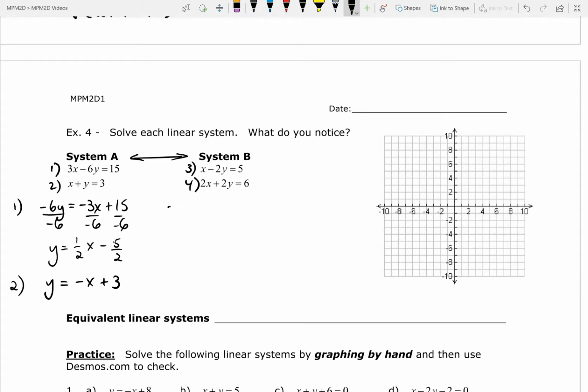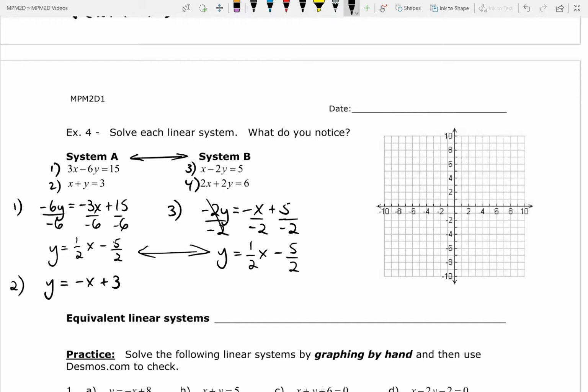Let's look at equation number 3 now. Let's isolate for y here. So negative 2y on the left. If you subtract x on both sides, you get minus x, and you have your plus 5. Okay. And let's divide the entire equation by negative 2. Like so. If you simplify, on the left side I get y, and on the right side negative over negative is positive, so positive half of x, and minus 5 over 2. Whoa, look at that. They are the same. Equation 1 and equation 3 are exactly the same.